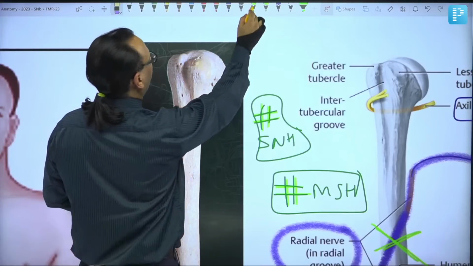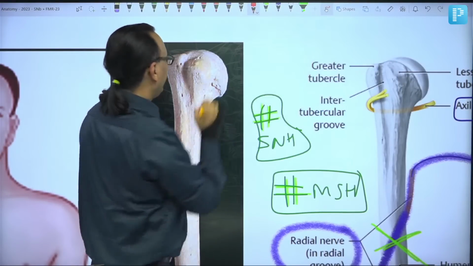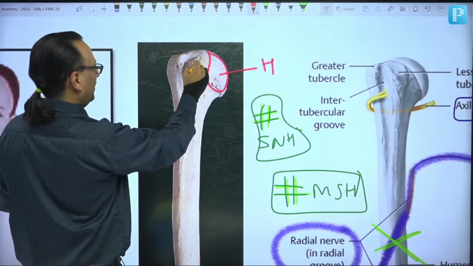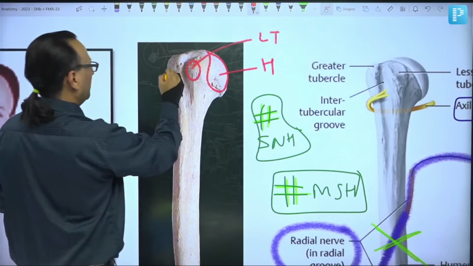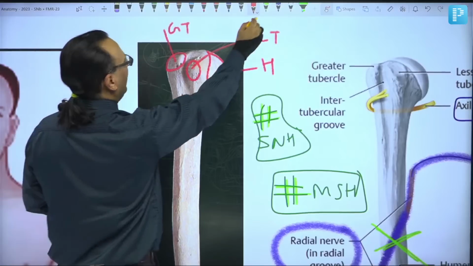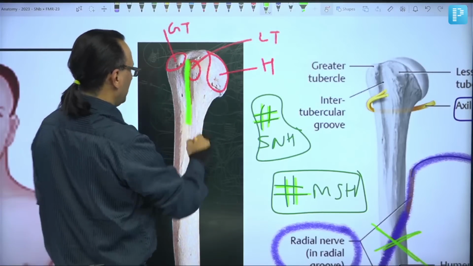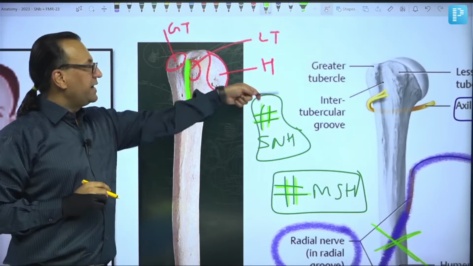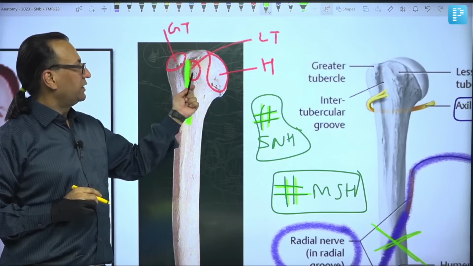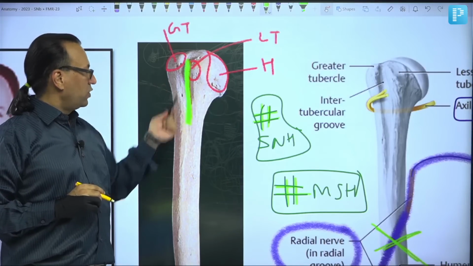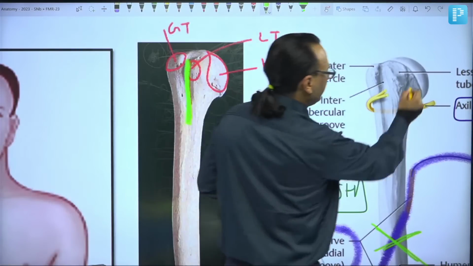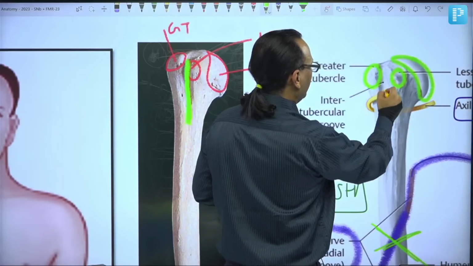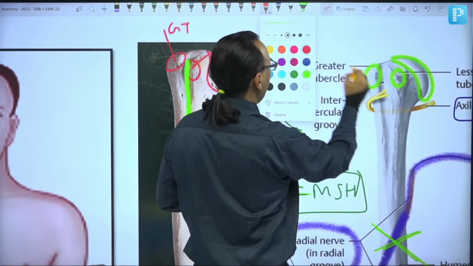This is the anterior view of the upper end of the humerus, because we can see the head of the humerus, the lesser tubercle, and partly the greater tubercle, and there is a groove, the intertubercular groove. Medially we have the head, the lesser tubercle and the greater tubercle, and between the two is the intertubercular groove.